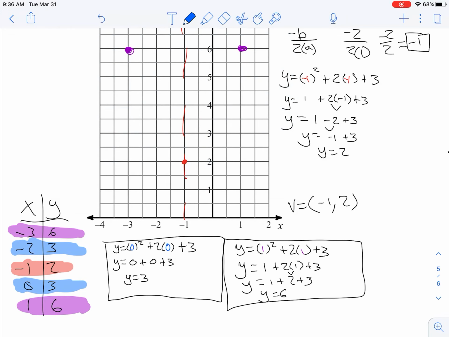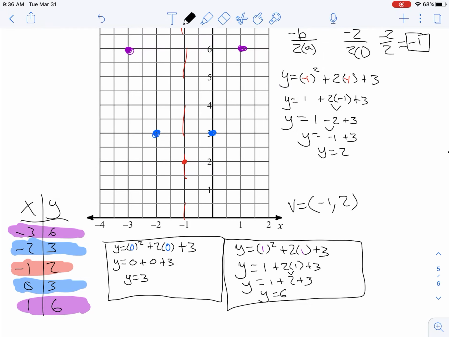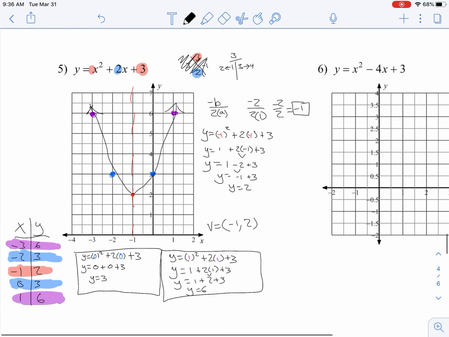In my blue points, I have -2 and 3, which is here. And I have 0 and 3, which is here. And I'll use just black to make my parabola. Okay, so that was just graphing.